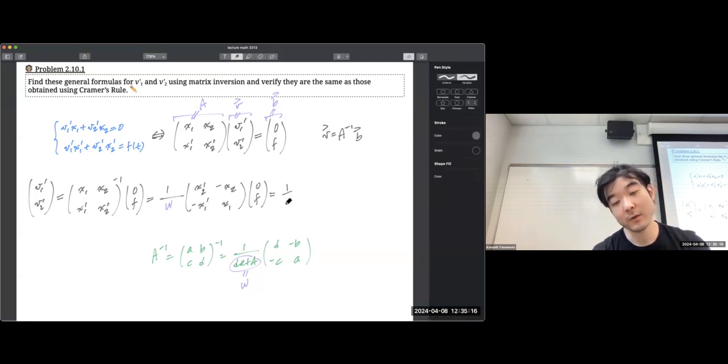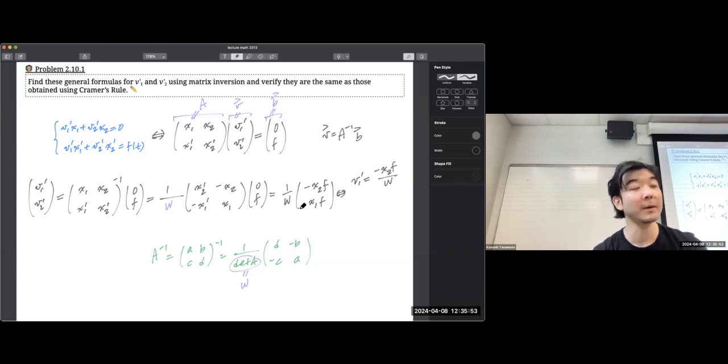Okay, so then you have 1 over the Wronskian times, let's do matrix multiplication on this. So it's going to be this times 0, which is 0, plus this times this, so it'd be negative x2 f. Then this times this is 0, this times this is x1 f. So in the end, what does this mean? This means that your top entry is your v1 prime. So your v1 prime is equal to negative x2 f over the Wronskian.